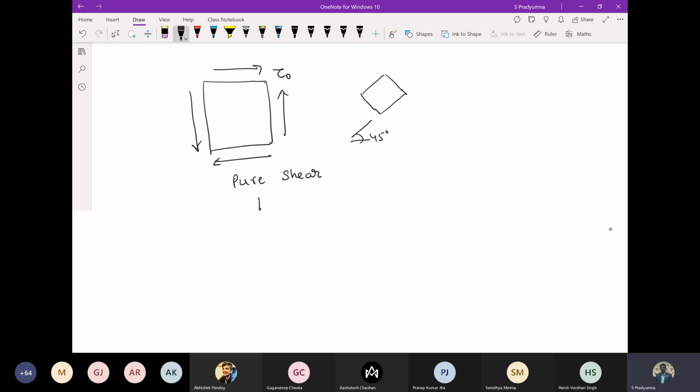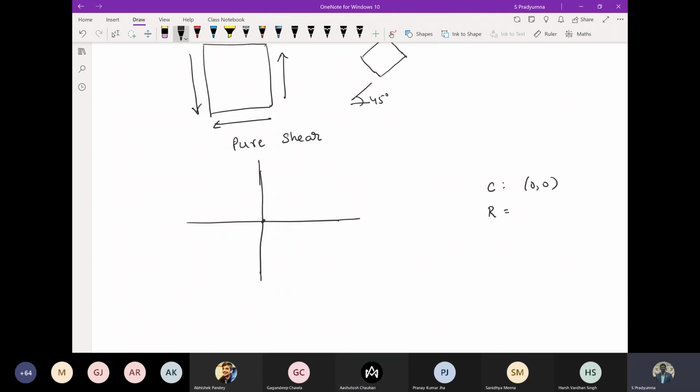What is the radius equal to? Tau naught. So that means I can draw the circle. This is tau naught, this is minus tau naught. This is sigma 1, this is sigma 2. So which line here corresponds to the given state of stress? The pure shear.